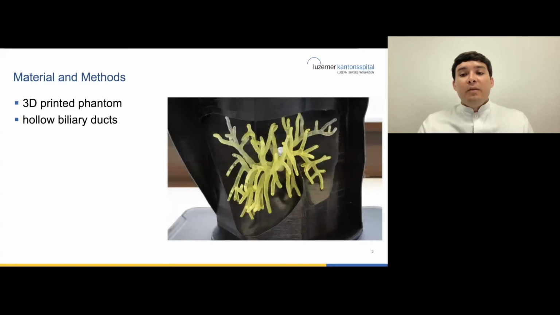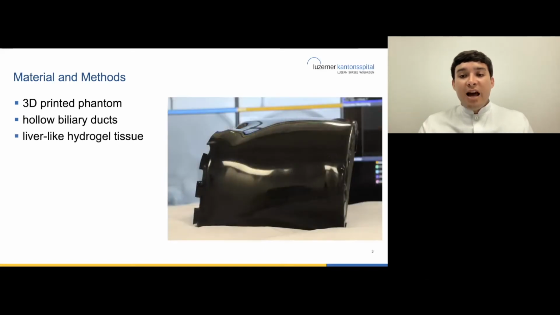The biliary tree was printed with soft, flexible silicone, and we ensured that the ducts were hollow for navigational purposes. In this image, you can see the distribution of the branches through the model. Then we filled the model with gelatin hydrogel to ensure a good hepatic consistency and covered the model with a black layer of silicone to mimic the skin.